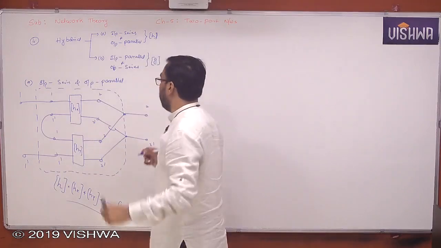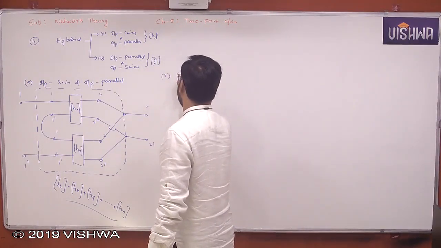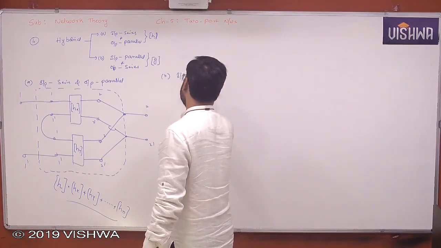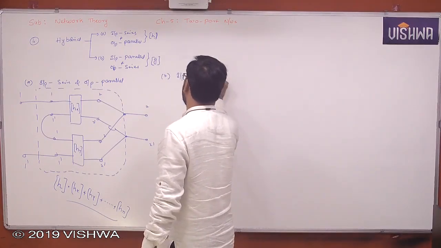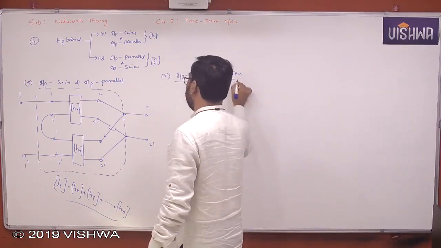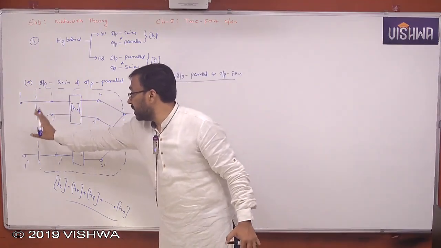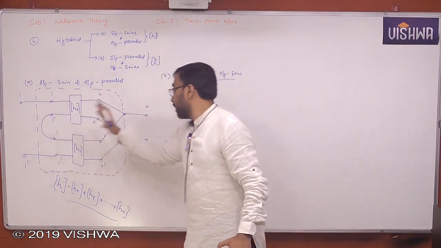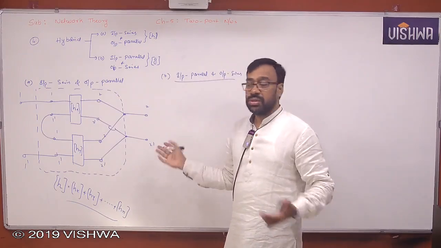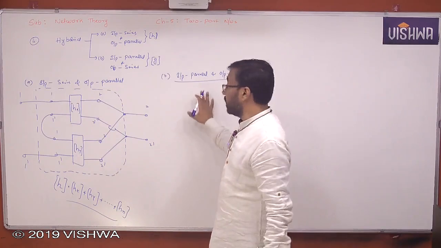Okay. So next B. What is B? Input parallel and output series. So I think I don't need to draw because you understand it directly. The same combination you take this side and that combination you take this side. That's all. Okay. So this side parallel, this side series. So I think you can do that. I'm giving that work to you only.